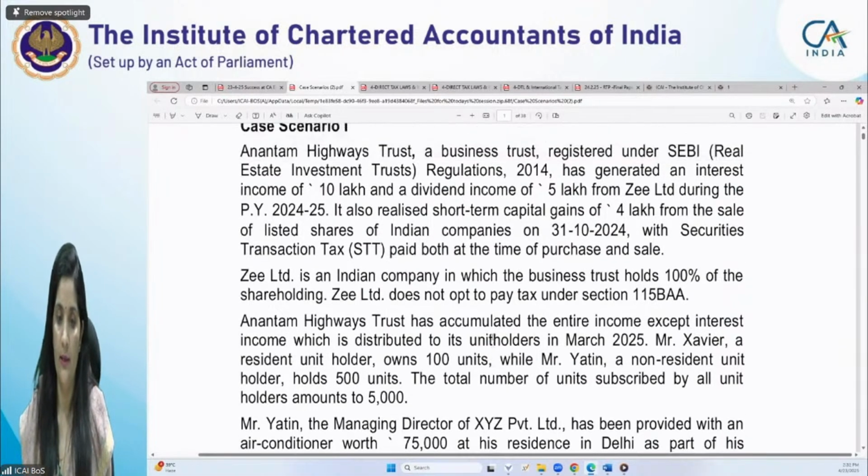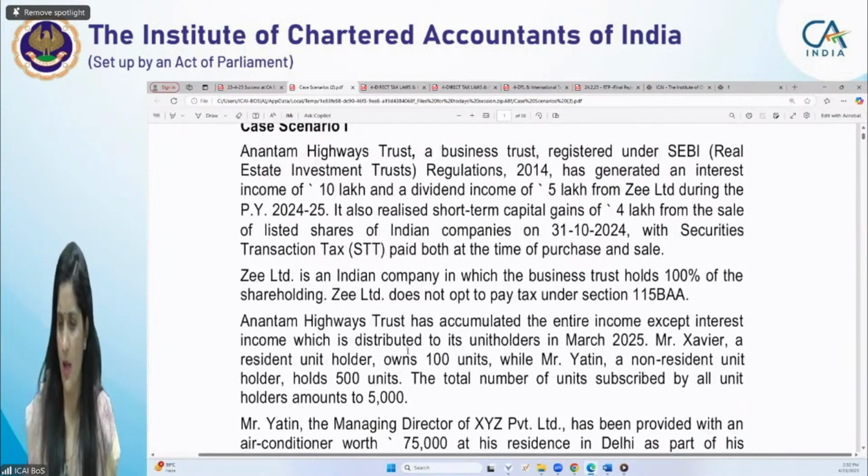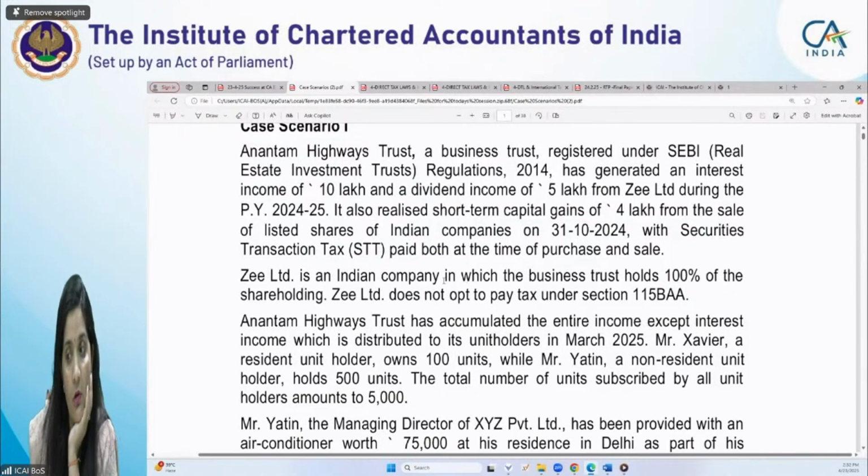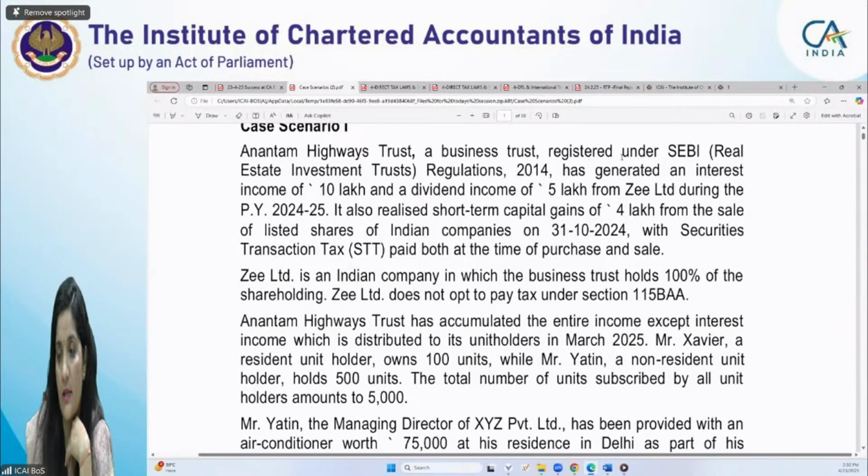So let me read. This is from your MTP case series 2, and this case scenario involves REITs. So let's revise the provisions of REITs and all those things. Let's take this. Here Anantam Highway Trust is there, which is a business trust registered under the SEBI regulations 2014, and it has generated interest income of 10 lakh rupees and dividend income of 5 lakh from G Limited during the previous year 2024-25.